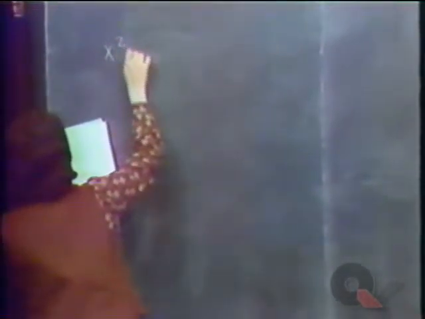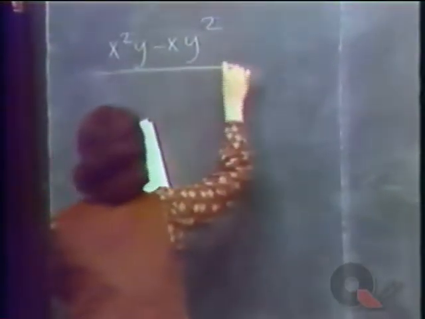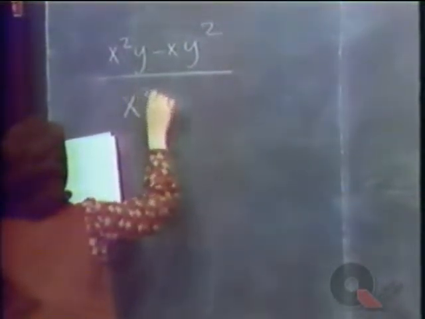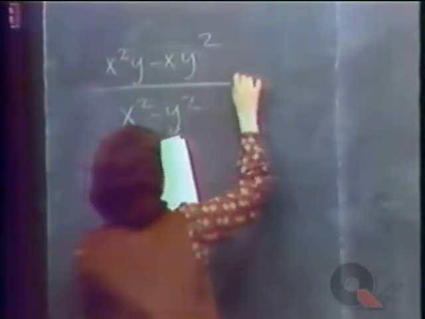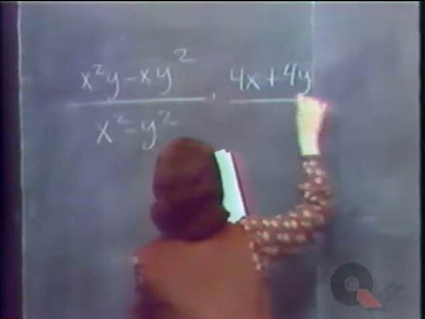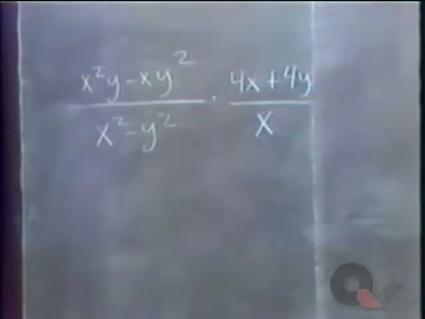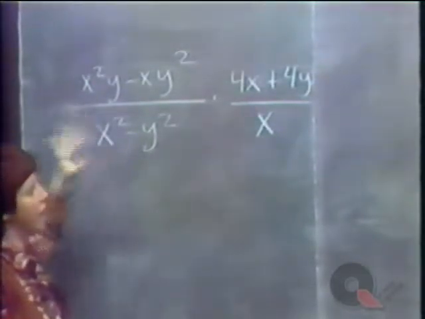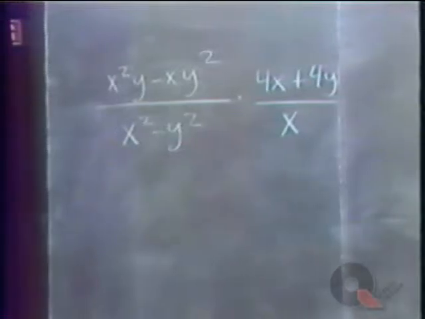X squared y minus xy squared over x squared minus y squared times 4x plus 4y over x. Okay, now don't start forgetting the things that I've told you. Don't jump in and start canceling out x squared or anything like that. Remember, the idea is to factor everything as far down as you can and then look for things to cancel.